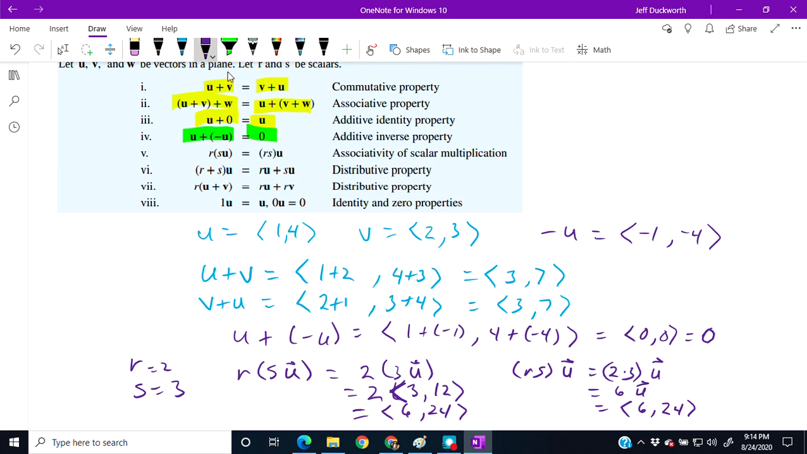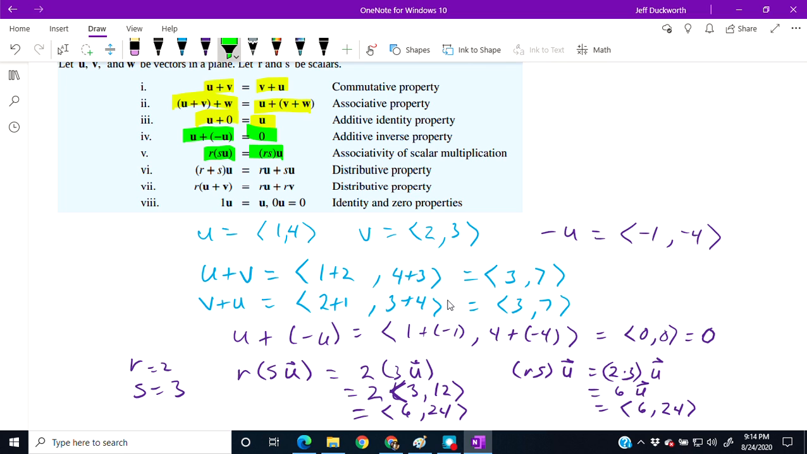That's this one here. And the other properties work just the same. I'll save that as an exercise if you want to practice with some of these problems. But the distributive property works right or left.